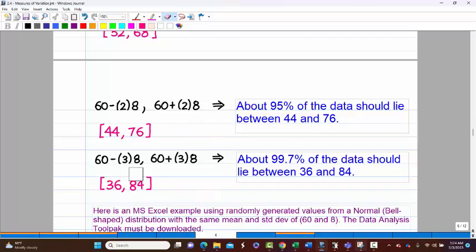Next one, you take 60 minus 3 times 8 and 60 plus 3 times 8. So 60 minus 3 times 8 is 36, and 60 plus 3 times 8 is 84. And we would expect about 99.7% of the data should lie between 36 and 84.